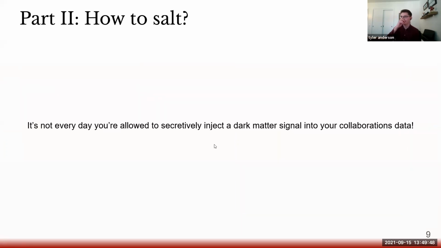So with all the motivation out of the way, get to the fun part, which is talking about how we actually do the salting. This is fun to talk about because it's not every day that you're allowed to secretively inject a dark matter signal into your collaboration's data.